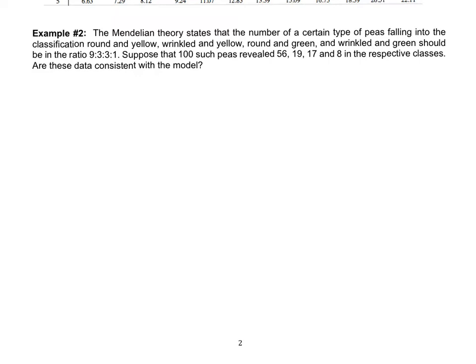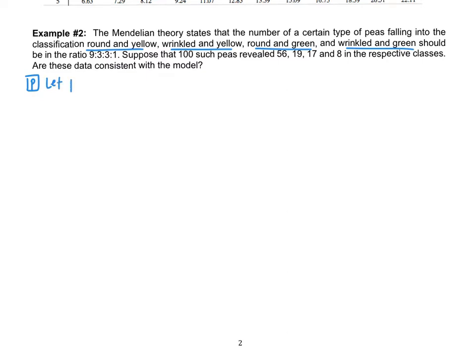Okay. First of all, categorical data, because we have the classification of these peas. Second of all, there's multiple categories. There's 4 different categories. So hence, this is chi-square because it's categorical. Goodness of fit, it's only one variable. Okay. There are 4 different classifications we're looking at. Round and yellow, wrinkled and yellow, round and green, and wrinkled and green. Because there are 4 classifications, we need 4 different parameters.